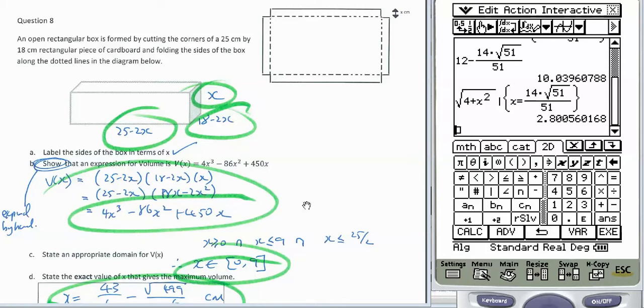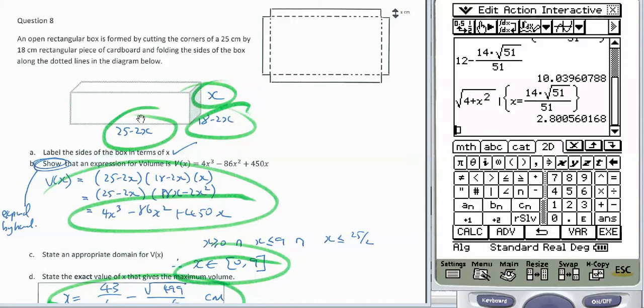Show that an expression for the volume is this, length times width times height. In my showing, you need to expand by hand. Can't do anything on calculator in a show question, and you need to actually do the calculations. Part C, find an appropriate domain.